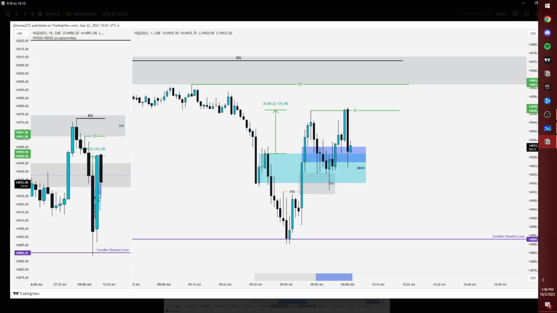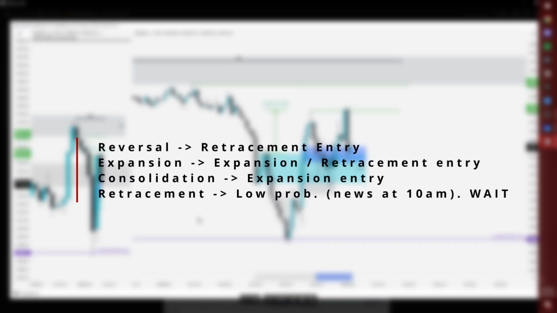But if you want to write this down, if you have a reversal at or near 9:30 or 10 a.m., you can expect a retracement entry. Now, what is a retracement entry? Retracement is just a return back into a fair value gap, and you use that as your entry.